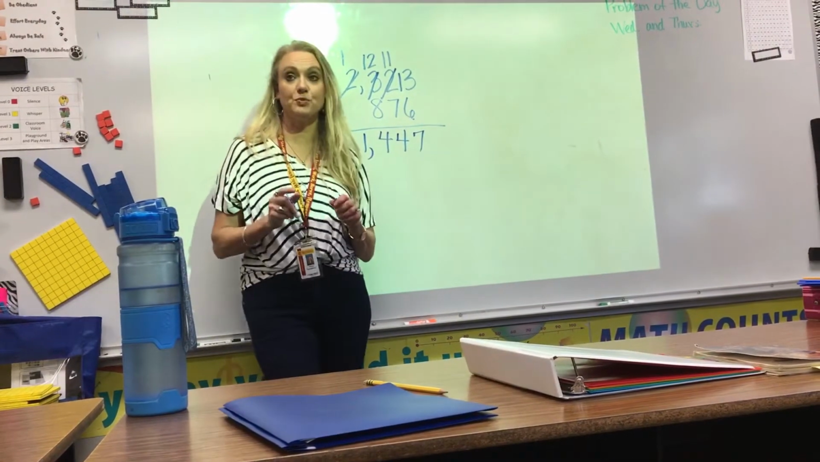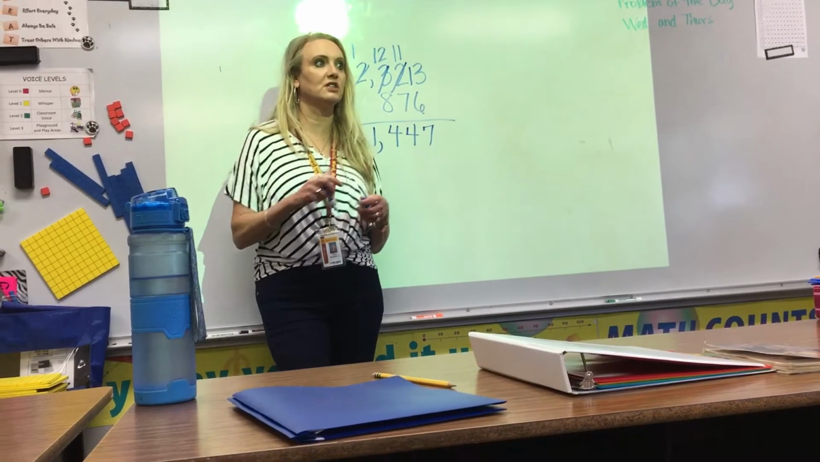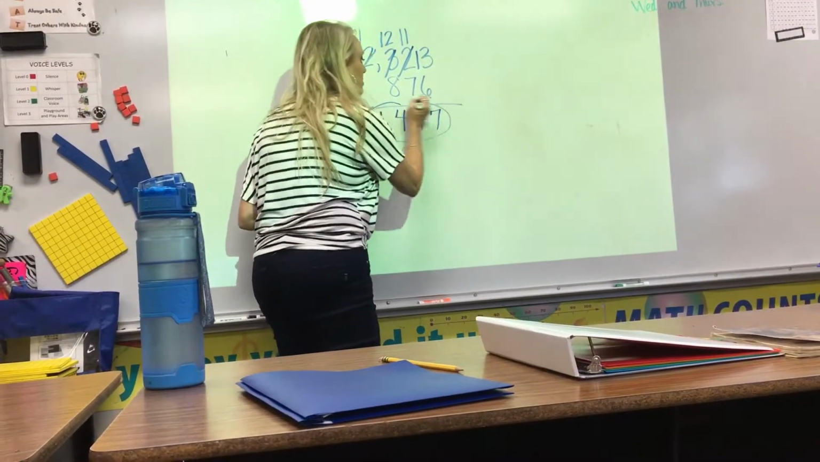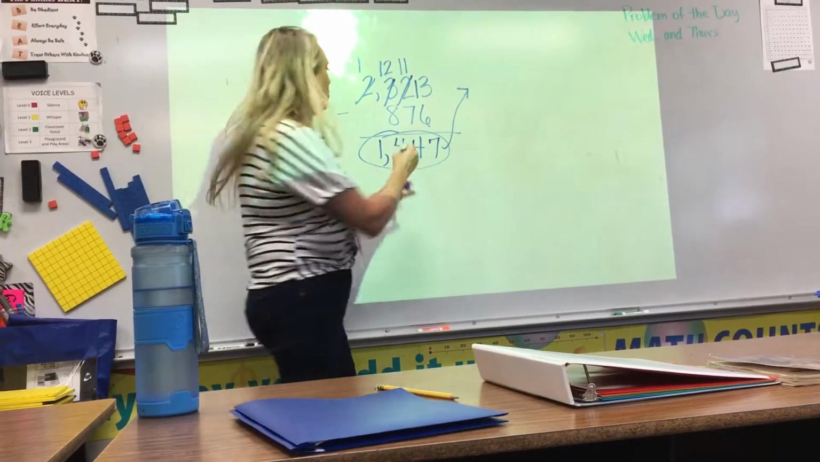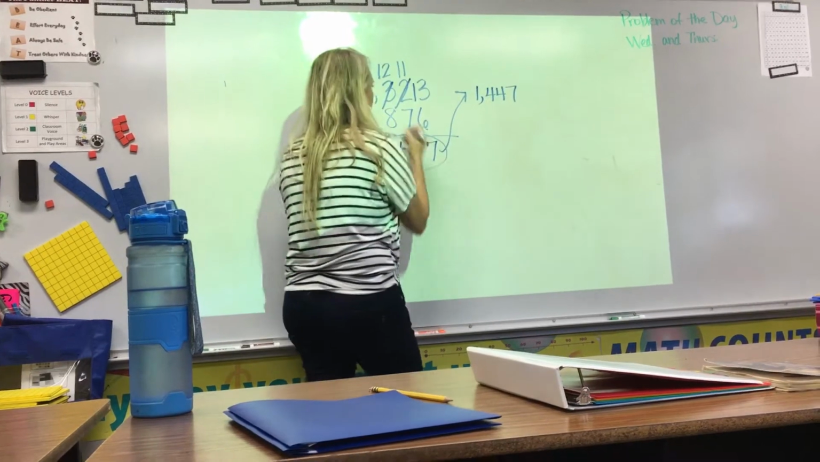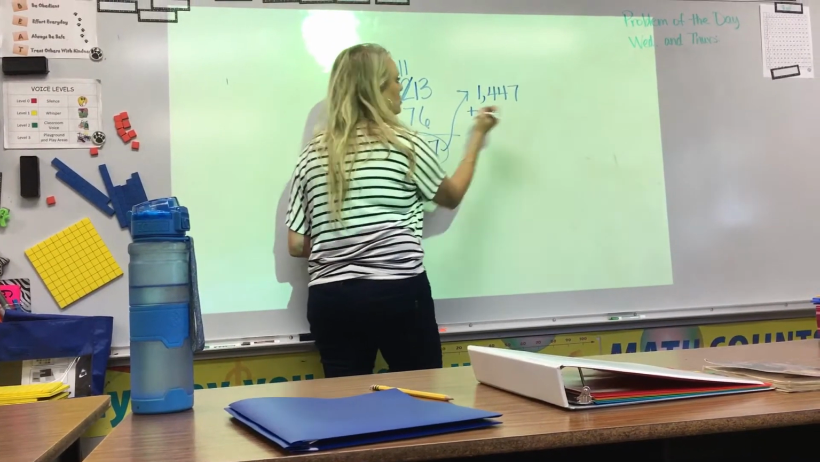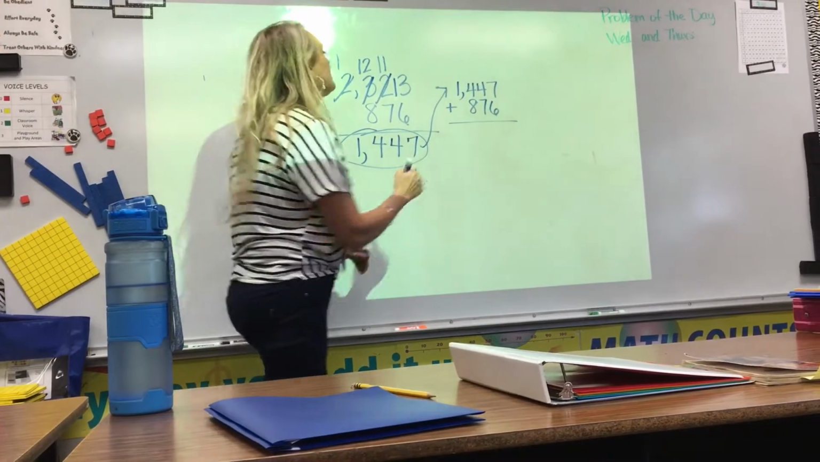Now, this is the part I know you've seen it from last year, but we really use it this year. You circle your answer. Then this year we do rechecks. We take our answer, 1,447, and we add it to the 876.